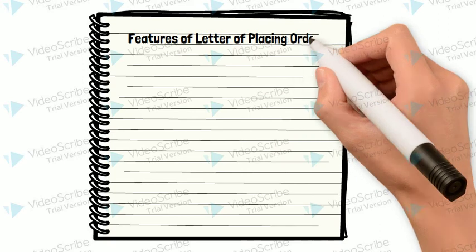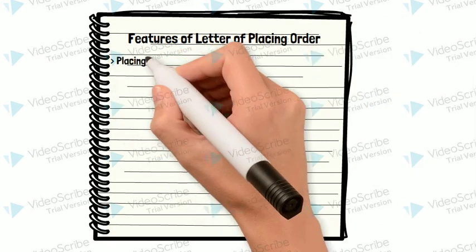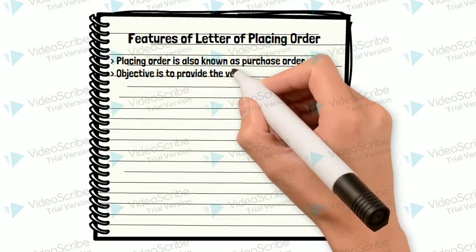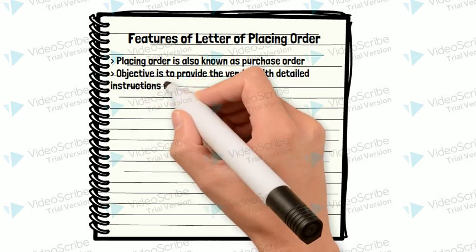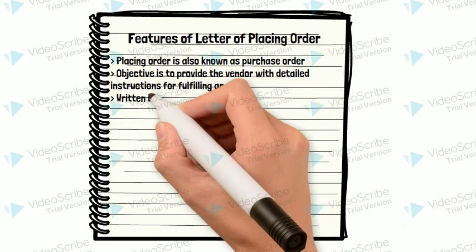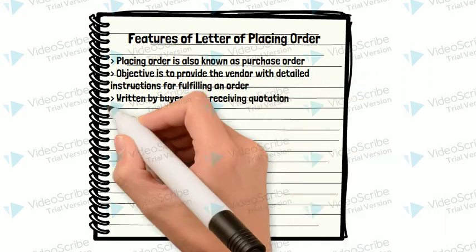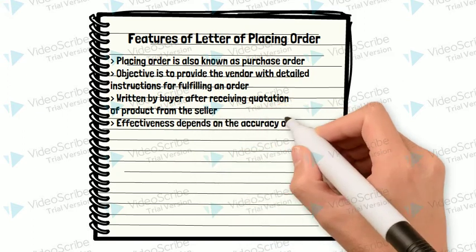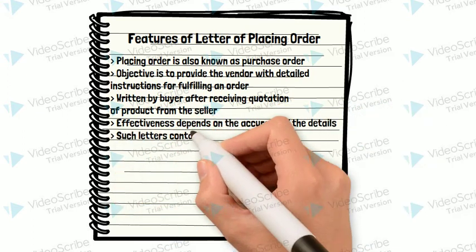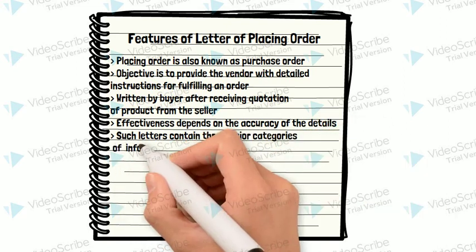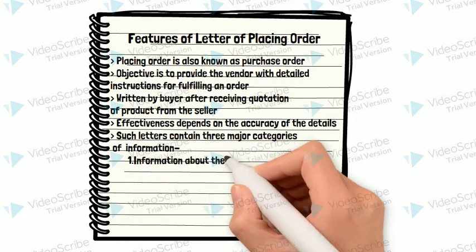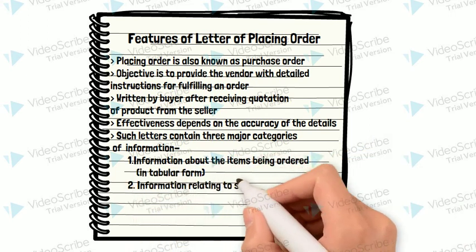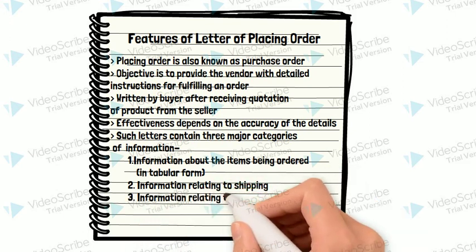Placing orders is also known as purchase order. The objective is to provide the vendor with detailed instructions for fulfilling an order. So the buyer writes it after receiving quotations of the product from the seller. Effectiveness depends on the accuracy of the details, and such letters contain three major categories of information. Firstly, information about the items being ordered in tabular form, information relating to shipping, and the third is information related to payment.